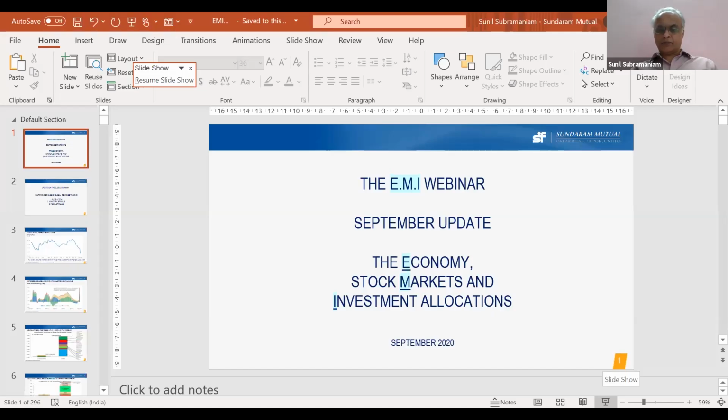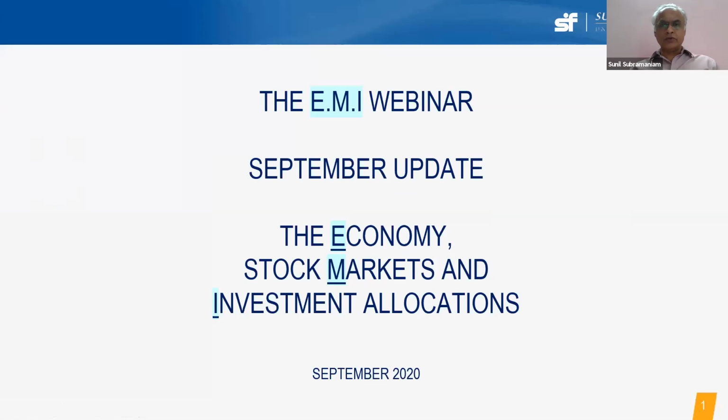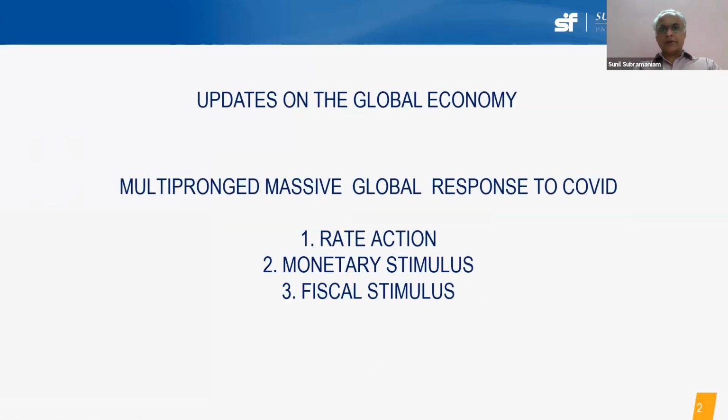As I put this on now, and I trust you can see the page there, right? So let me quickly now move on to the updates on the global economy. As you may remember, the coronavirus crisis led to a multi-pronged massive global response, and we had a three-pronged action from the central bankers and the governments: rate cuts, monetary liquidity pumping, and fiscal stimuli.